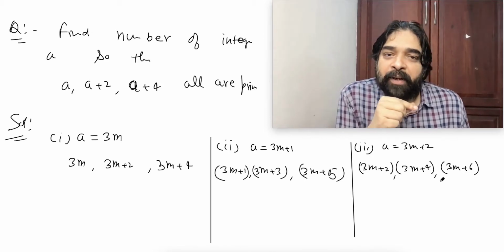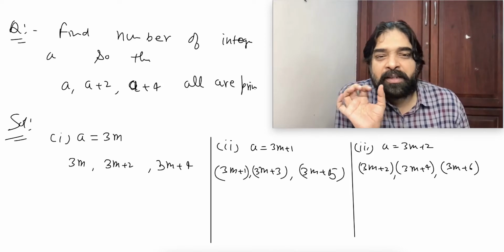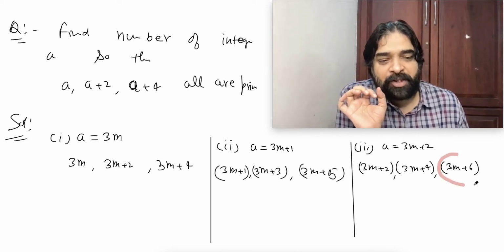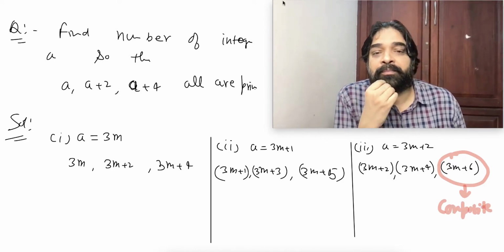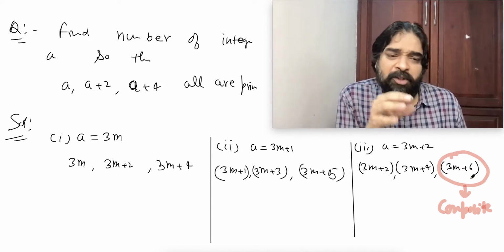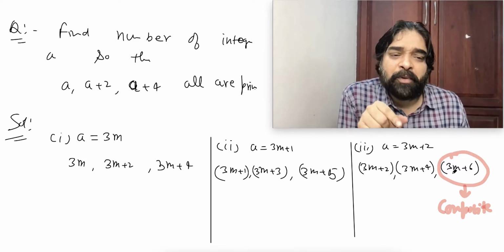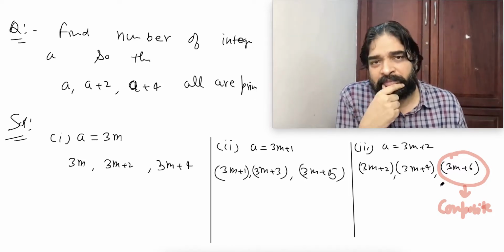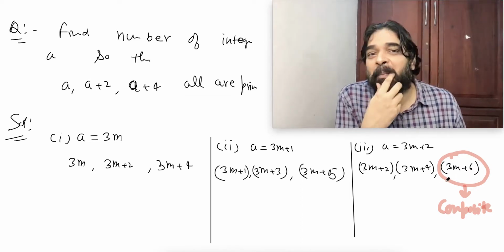In this 3 number, carefully watch. M whatever, but this is prime always. Composite. M whatever, this will always be composite. Why composite? Are 3, you can take common. 3 into m plus 2 will come.